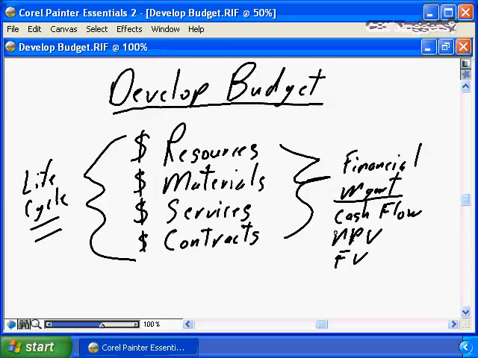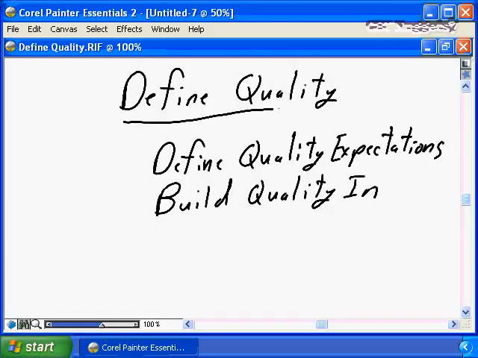Another key aspect to project planning is to identify, to understand, to define, and to plan the quality processes into your project to ensure that your final product satisfies the quality expectations for the business. So the first step to that is to define the quality expectations. What does the business define as a high-quality product?